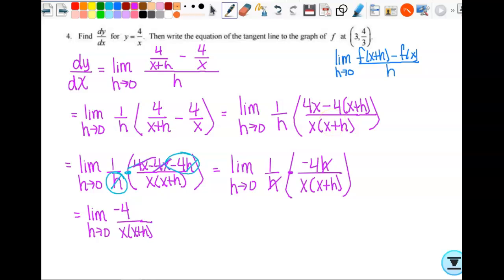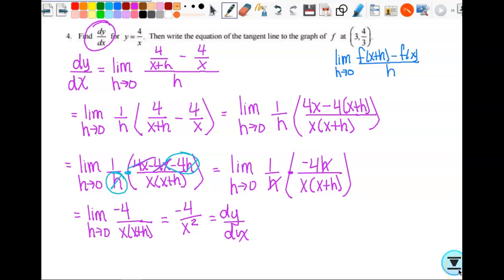Okay. All right, so now that I'm here, can I evaluate my limit? Yes, I can evaluate the limit. So I do direct substitution. I substitute 0 in here. What's x plus 0? X times x is x squared. So I have negative 4 over x squared. And since it didn't say f prime of x, it said find dy dx, this is dy dx, which is the same thing as f prime of x.